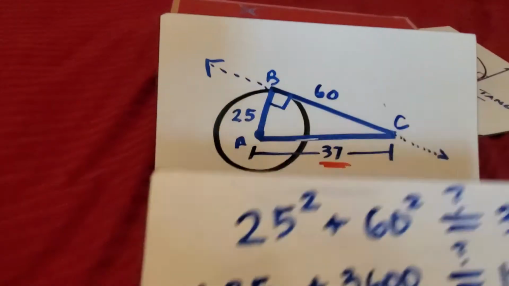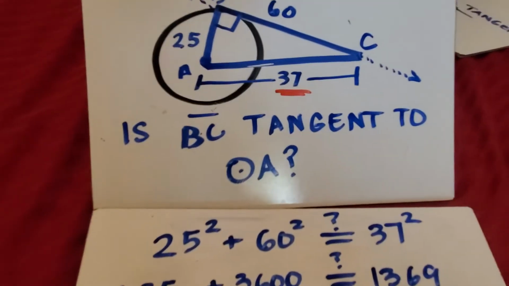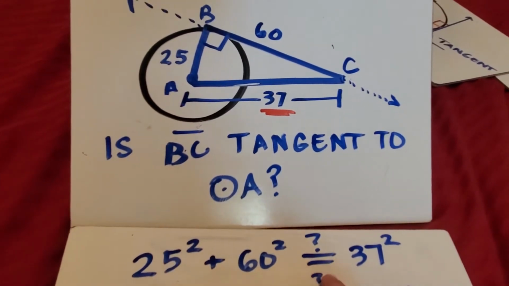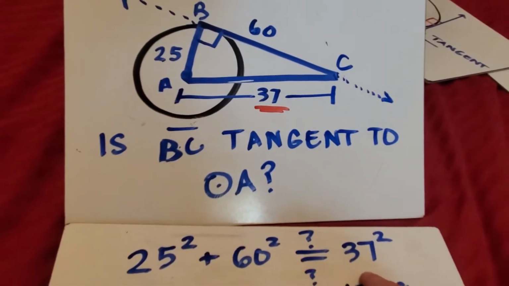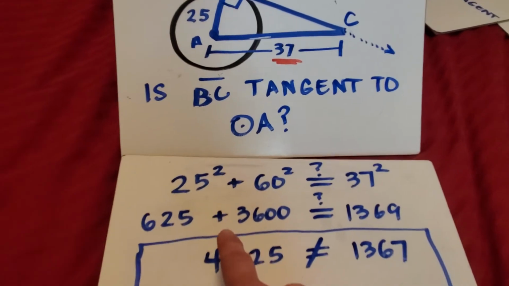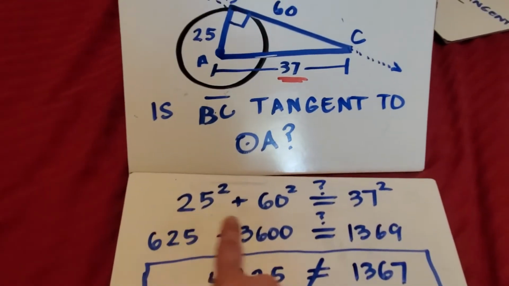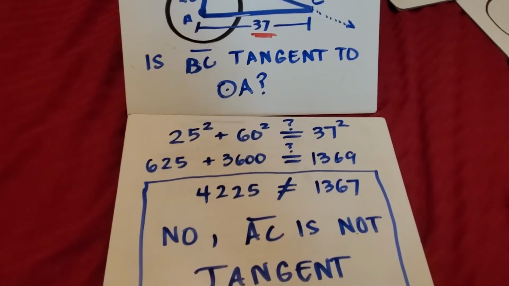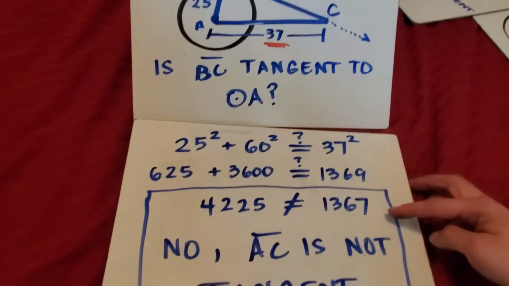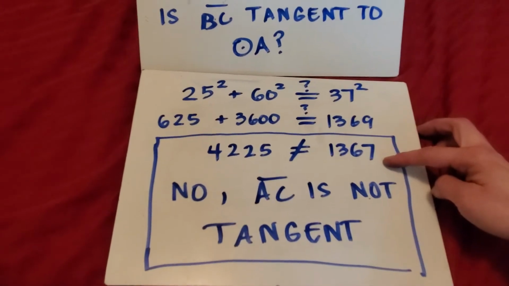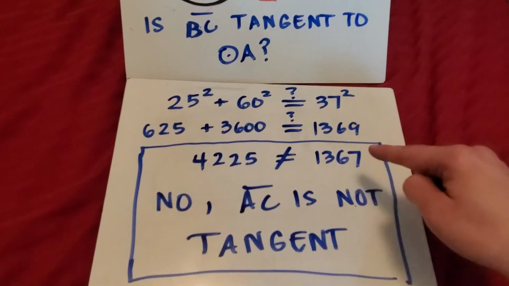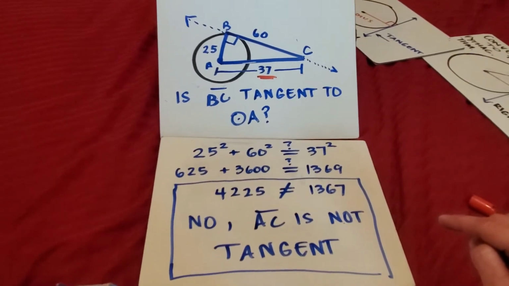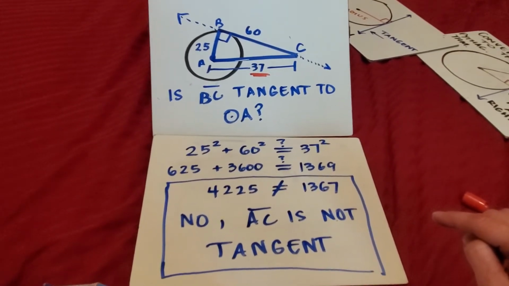So when I plug it in, I want to know, does 25 squared plus 60 squared equal 37 squared? By actually simplifying, we can see that 25 squared plus 60 squared is equal to 4,225. 37 squared is equal to 1,367. So they are not equal, which means that no, AC is not perpendicular to circle A, which means it is not tangent.